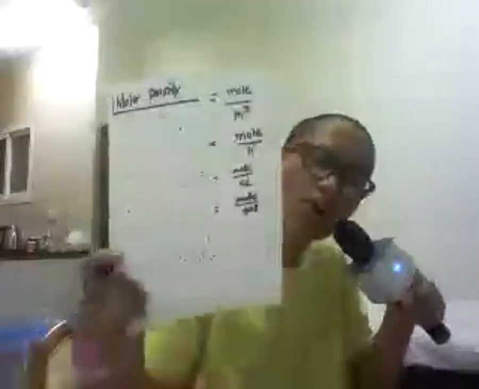Since we use mole, that is already mole per cubic meter. Mole per liter. Then mole per cubic centimeter, or cc. Basta, it's a volume. Mole per gallon. So that is the molar density now.